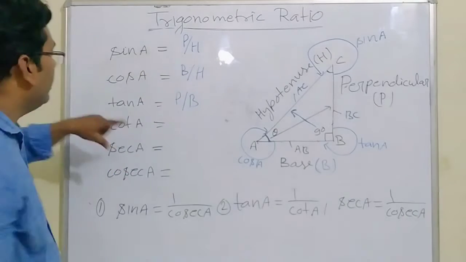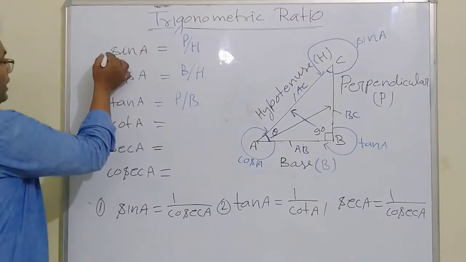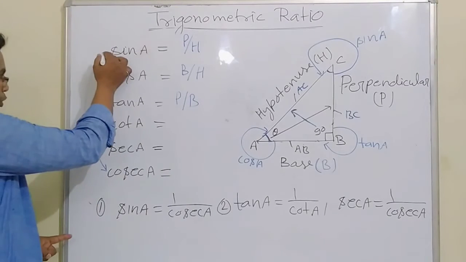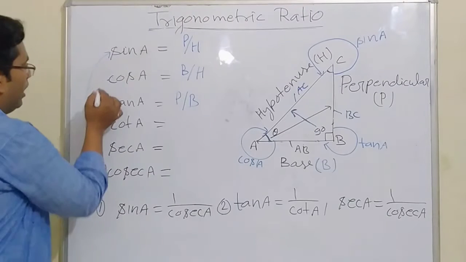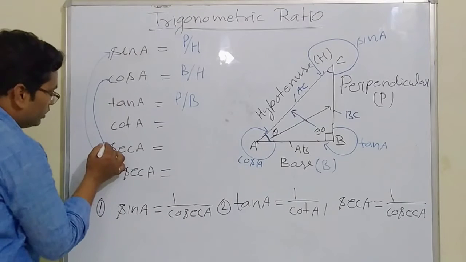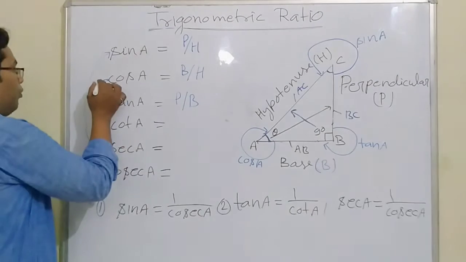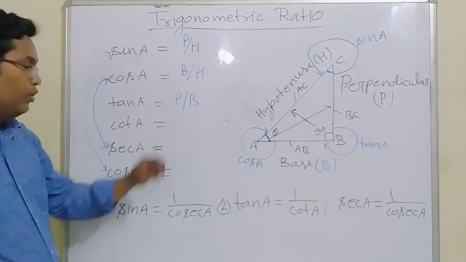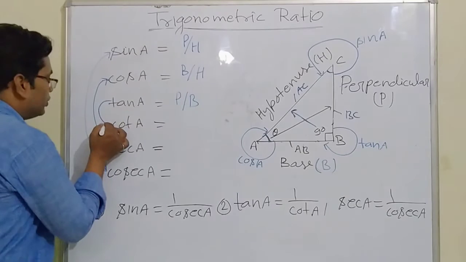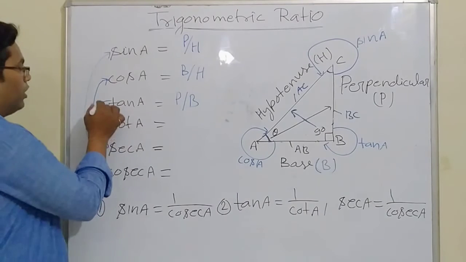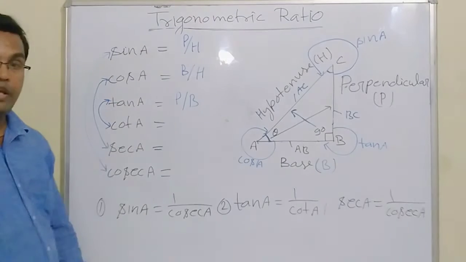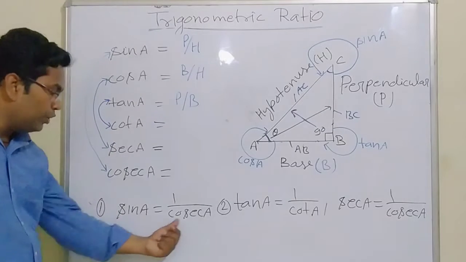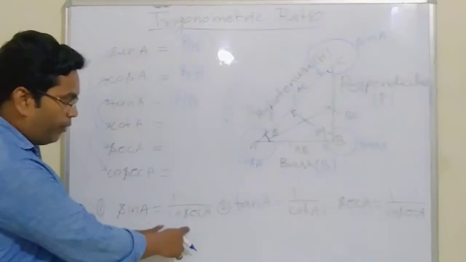There are 3 direct pairs and 3 opposite pairs. Sin theta is opposite to cosec theta, and cosec theta is opposite to sin theta. Similarly, cos theta is opposite to sec theta, and sec theta is opposite to cos theta. Tan A is opposite to cot A, and cot A is opposite to tan A. We can see sin A is opposite to cosec A, which means sin A is equal to 1 upon cosec A.